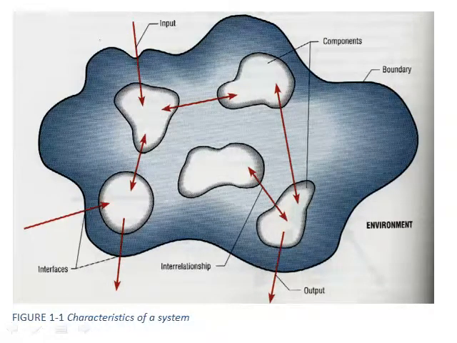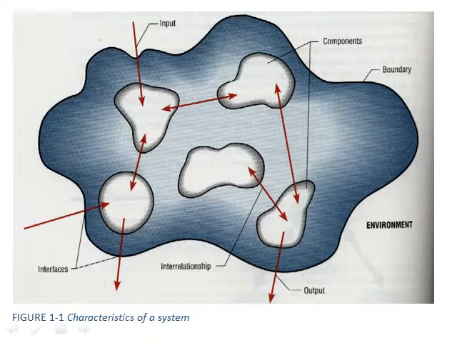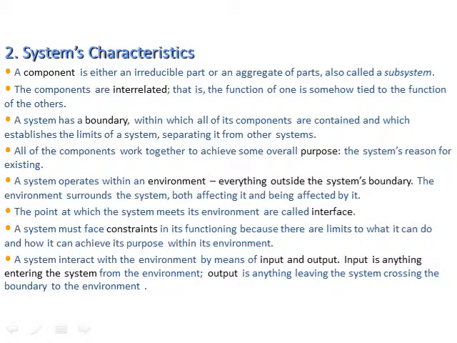This presents our initial diagram again as a reminder, and it defines these characteristics. Components are either an irreducible part or an aggregate of parts, also called a subsystem. These components are interrelated, that is, the function of one is somehow tied to the function of others.